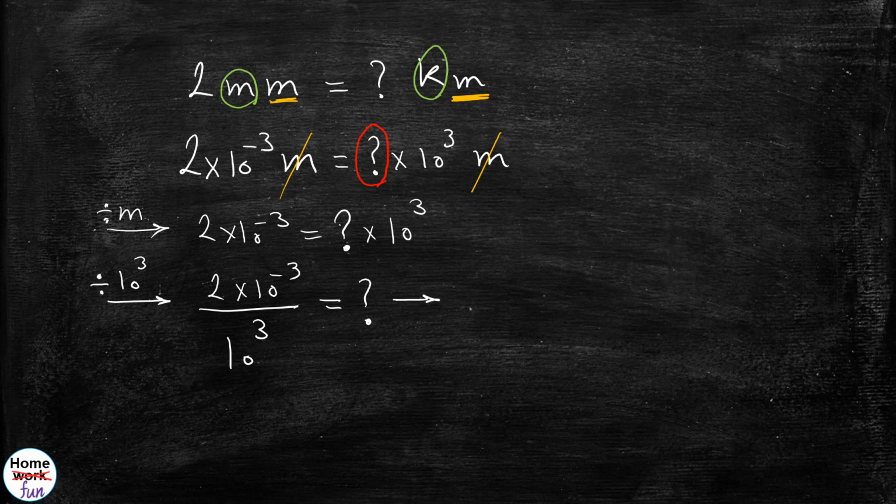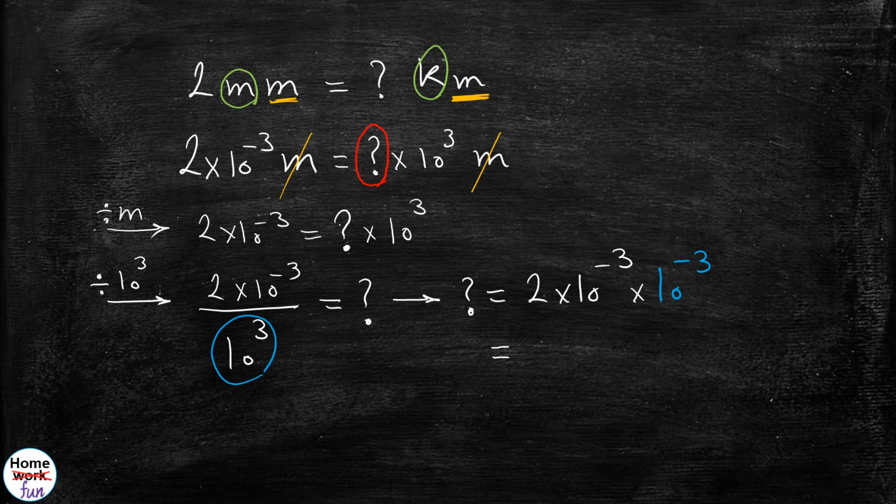So once again, I'm going to write question mark equals 2 times 10 to the negative 3. And since I'm going to shift this to the numerator, to the top from the denominator, I have to flip the sign of the exponent. So multiply it by 10 to the power of negative 3. Excellent. Now let's simplify this further. I have 2 times 10 to the negative 3 times 10 to the negative 3.